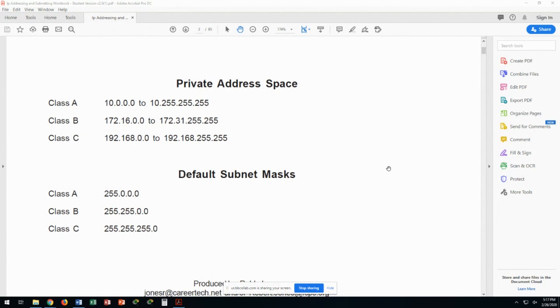A B has a default mask of 255.255.0.0. And then C is 255.255.255.0. And it just matches that the first 8 bits are network for an A, first 16 bits are network for a B, and the first 24 bits are network for C. So that's what it's doing.